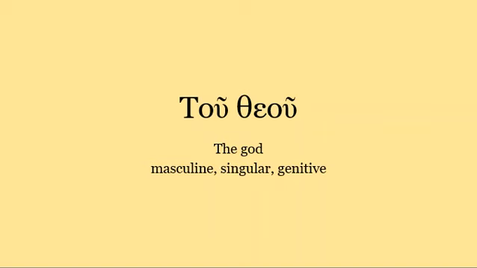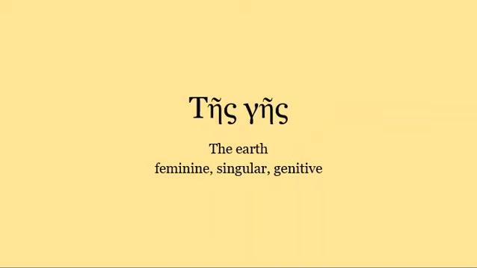All right, on to the next one. This is, you remember, in the nominative we had gē. Now we have tēs gēs. The earth in the feminine singular genitive. Or, as I said, you could say of the earth. Again, it's tēs gēs. Now try to say it after I say it. Tēs gēs.